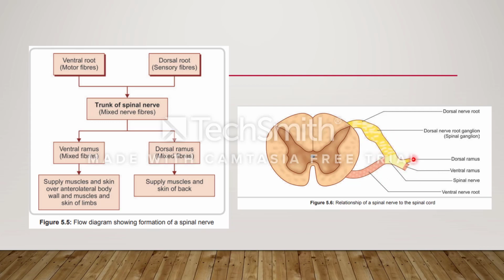It will give origin to two rami, which are the ventral ramus and the dorsal ramus, and these rami are mixed. So you can learn from here the ventral root is motor, the dorsal root is sensory. They will join together to form the mixed spinal nerve. The mixed spinal nerve will give origin to two rami. The ventral ramus is also mixed and the dorsal ramus is also mixed. The ventral ramus will supply all muscles of the anterior part of the body and the dorsal ramus will supply the muscles and the skin of the posterior part or the back of the body.